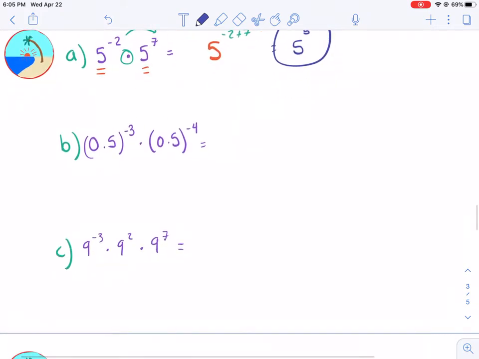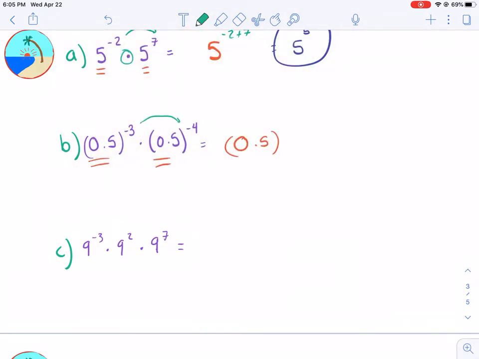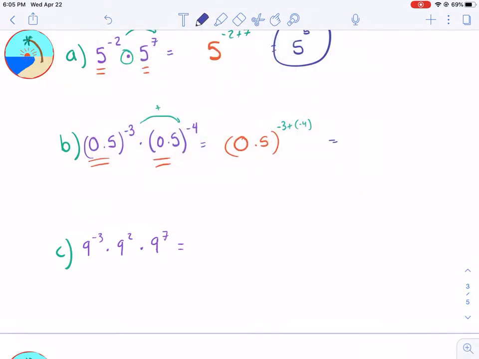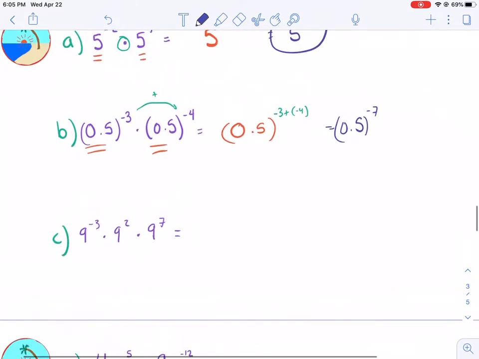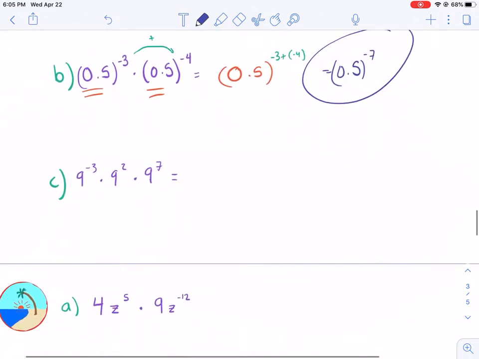Let's do another example. Here we see, even though the bases are a little odd, we're going to keep the base the same, 0.5. We can keep it in parentheses also. We have exponents, so we're going to add the exponents together. So we have negative 3 plus a negative 4. A negative 3 plus a negative 4 makes it more negative, so we get 0.5 to the negative 7th power. And that's our final answer. Again, we could simplify it further on a calculator if we needed to.